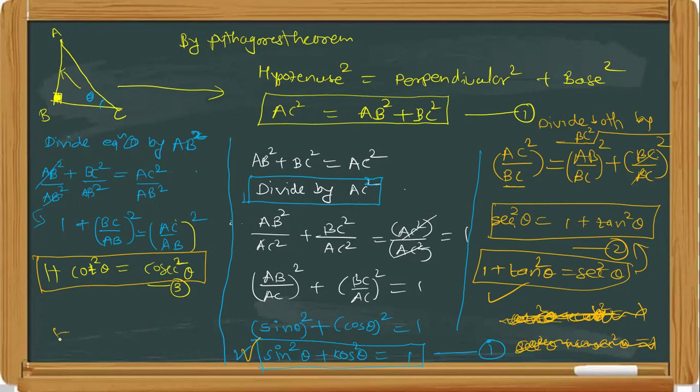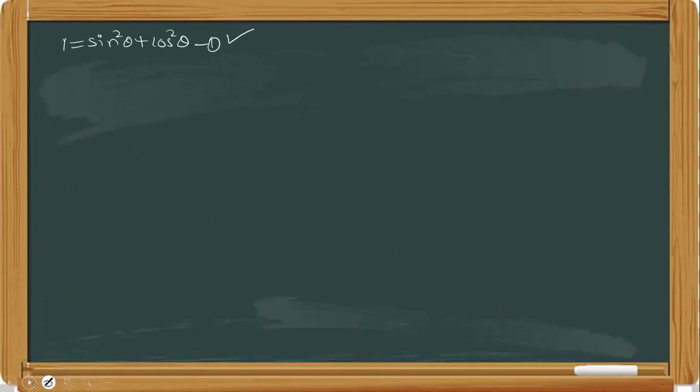1 plus cot square theta is equal to cosec square theta. So we have the second identity, 1 plus cot square theta is equal to cosec square theta, and 1 plus tan square theta equal to sec square theta. So those are the three basic fundamental trigonometric identities. That is correct. That is also correct. Okay. Now these are the identities that we are going to use to simplify trigonometric functions.